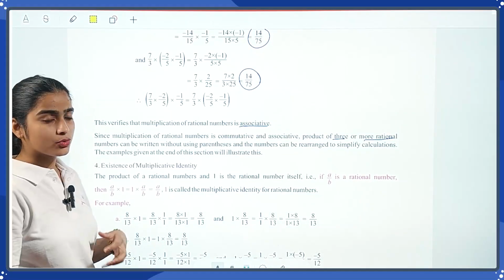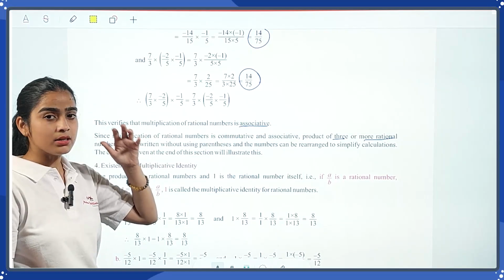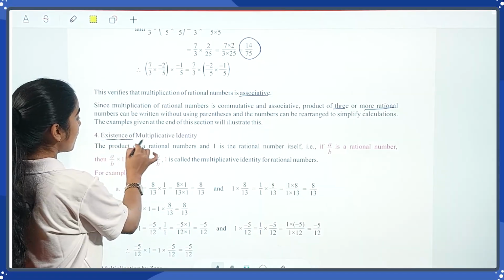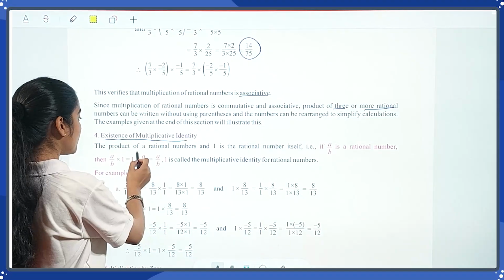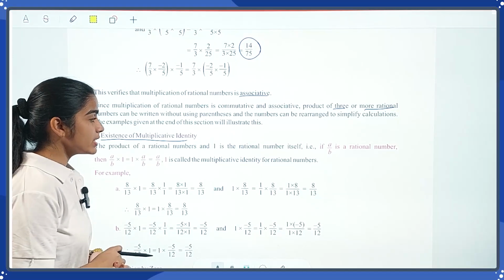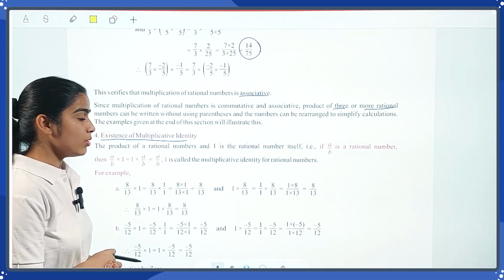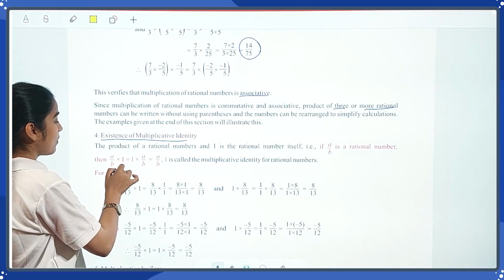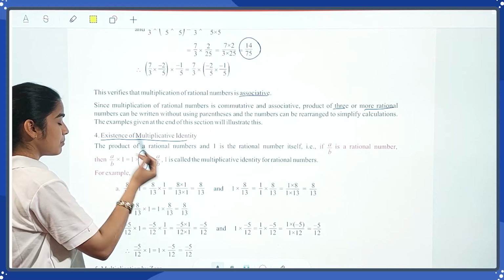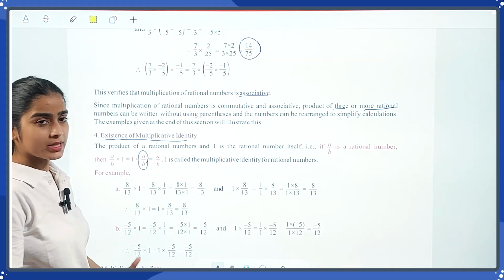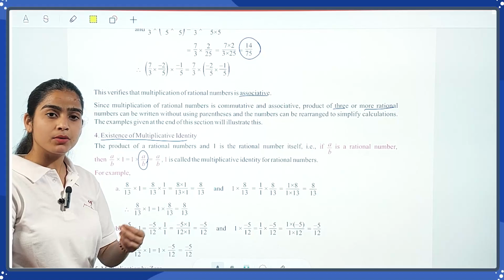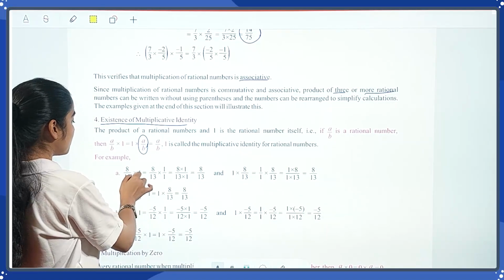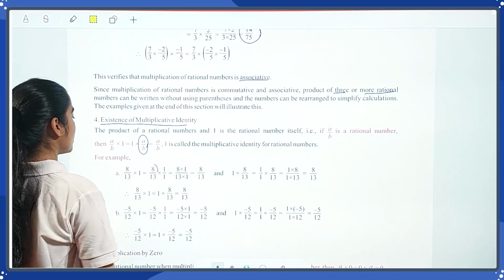So we will do more examples related to this to get a deeper understanding of the concept. Existence of multiplicative identity: the product of a rational number and 1 is the rational number itself. So, if a by b is a rational number, then a by b multiplied by 1 remains the same, the number itself, which is a by b. It is very simple. When you multiply any number by 1, the result remains the same. So 8 by 13 multiplied by 1 is 8 by 13.